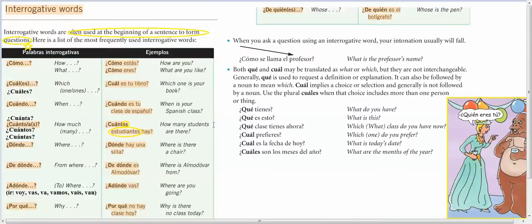And then there's also de quién, which is how you show possession. Of whom, or whose. So whose pen is this? ¿De quién es el bolígrafo?